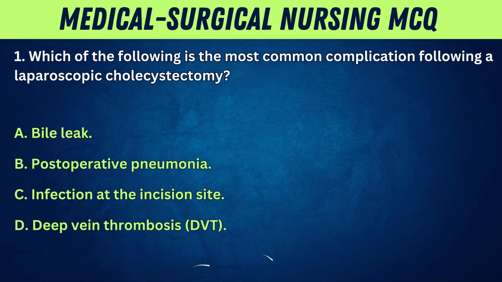1. Which of the following is the most common complication following a laparoscopic cholecystectomy? A. Bile leak. B. Postoperative pneumonia. C. Infection at the incision site. D. Deep vein thrombosis, DVT.